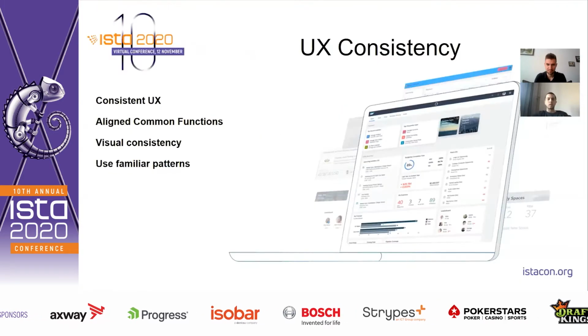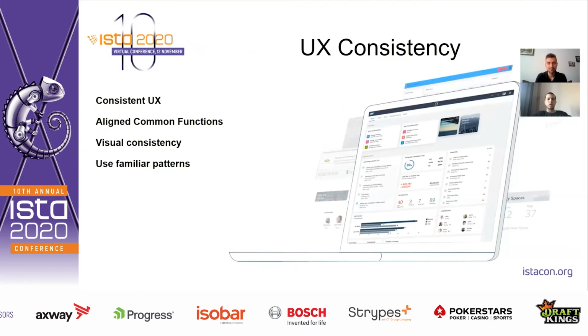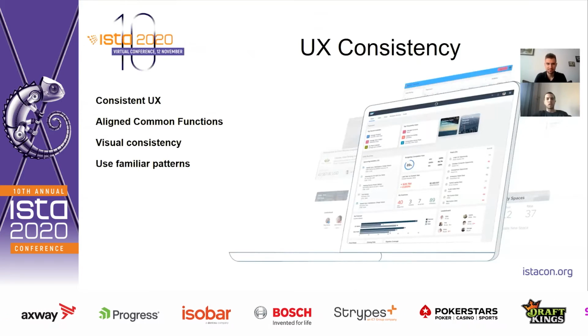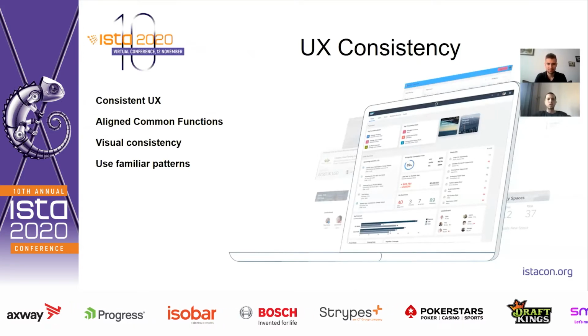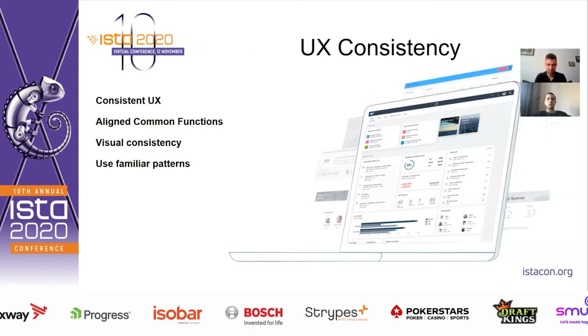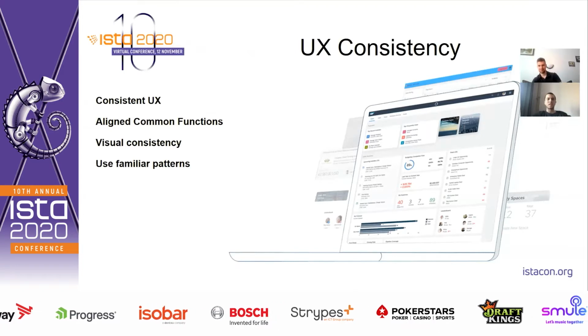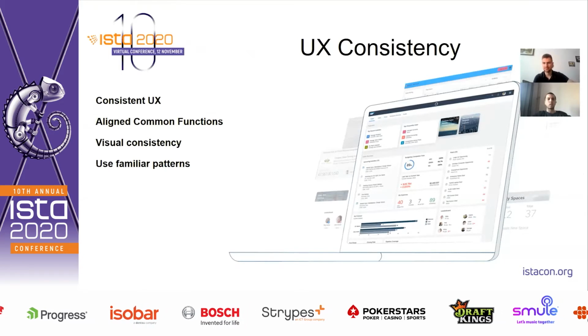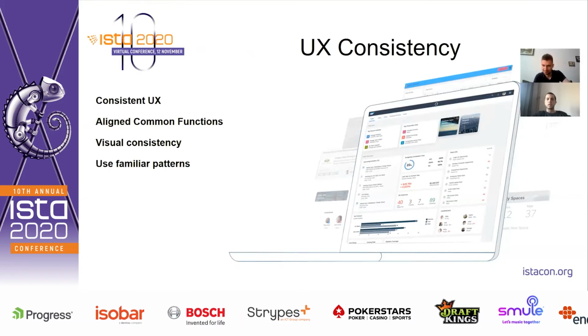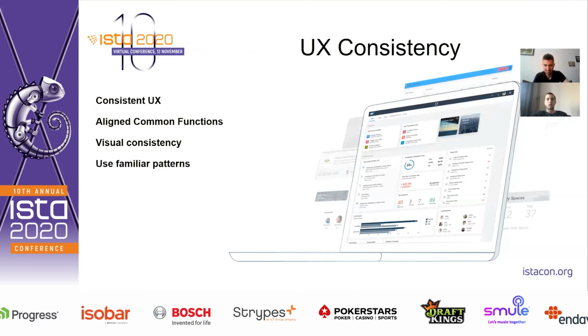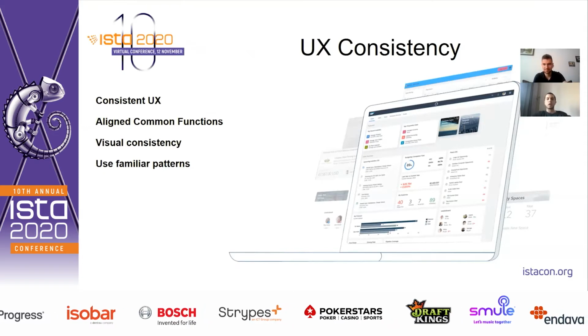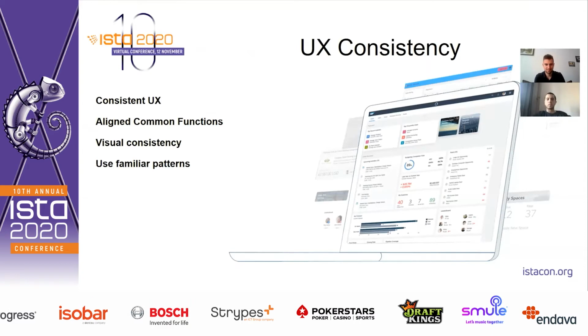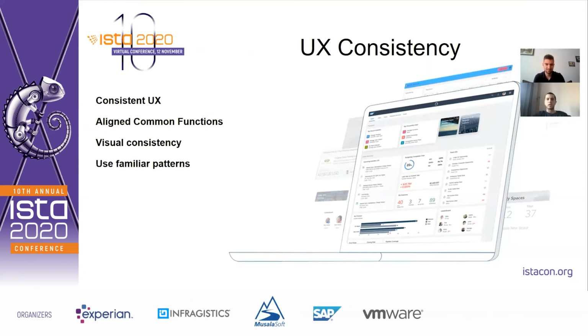Now, if we go forward, in this slide we're going to talk about what UX consistency is. UX consistency consists of a couple of things. Firstly, we're going to start with a consistent UX design. This means that different applications in our scenario should have the same idea. For example, these cards that you can see on the screen.